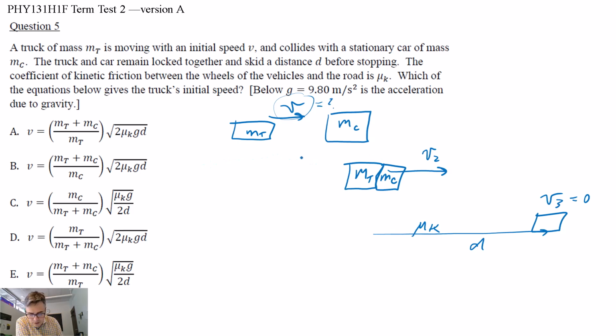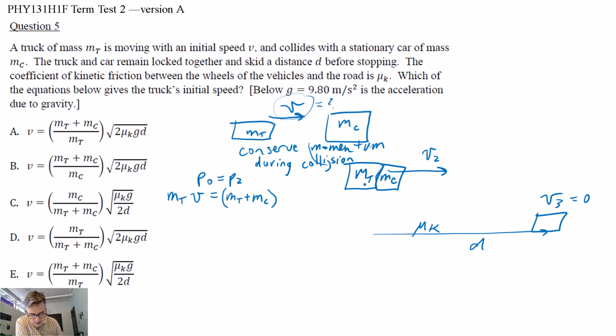So what we're going to do is conserve momentum during this collision from the initial instant to v2. So P0 equals P2 or something like that. So that's going to be m_t times v, that's the only initial momentum because the truck's the only thing moving, is equal to m_t plus m_c all times this v2. v2 is what we don't know, unfortunately. But I can already tell you that v here is going to be m_t plus m_c all divided by the mass of the truck times something. We don't know what that v2 is.